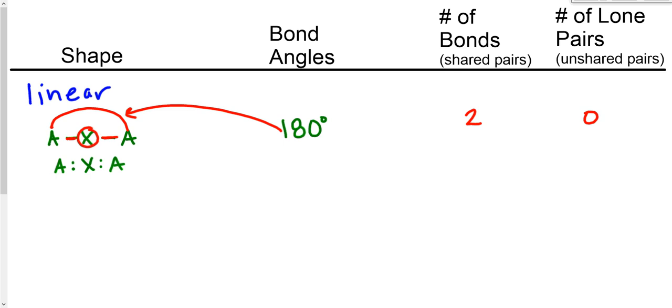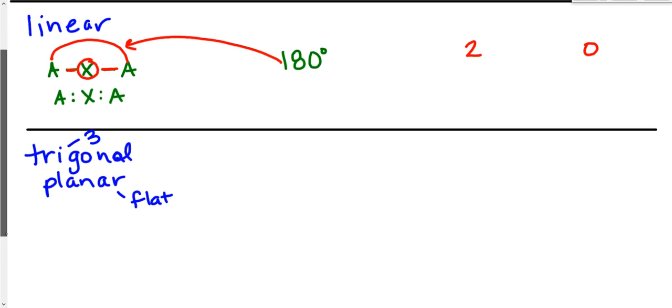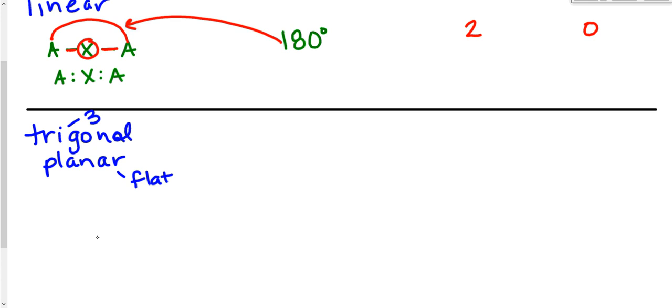Okay, so our next shape is trigonal planar. So tri, you should know, means 3. And planar means that it's flat. It's all in the same plane. So this will look something like this if I have X in the middle again. And I'm going to have A on 3 different sides. And they're going to be equally spaced. Like this.